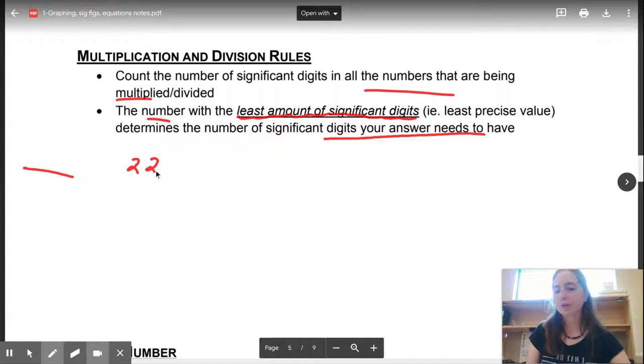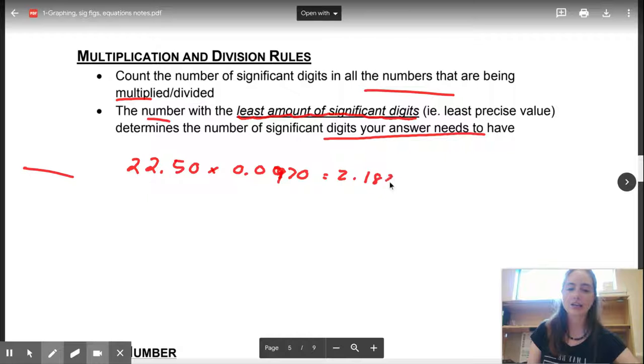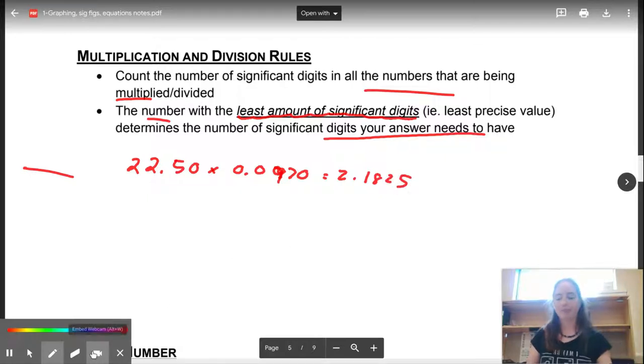So I'm going to go 22.50 times my 0.0970. That's a 9, it's a very wonky looking 9. And you multiply those together and you get 2.1825. Okay, well, let's go and count our sig digs.